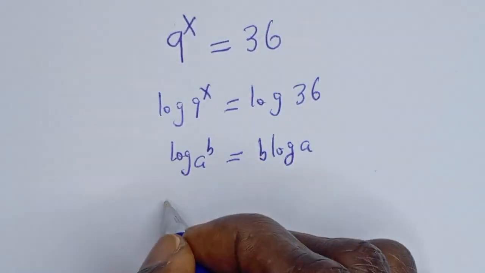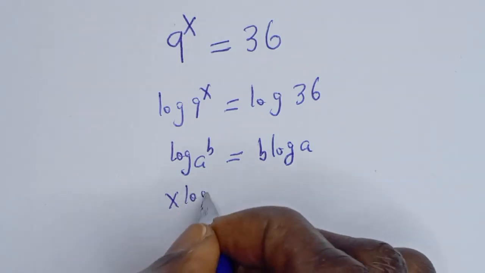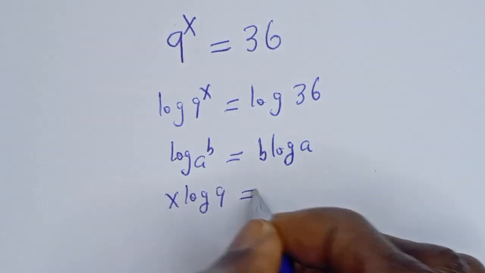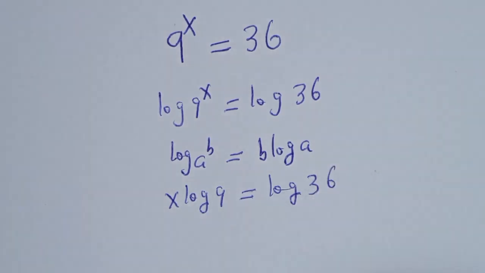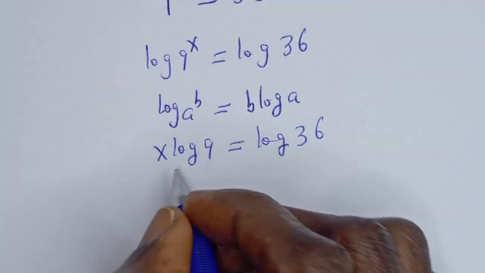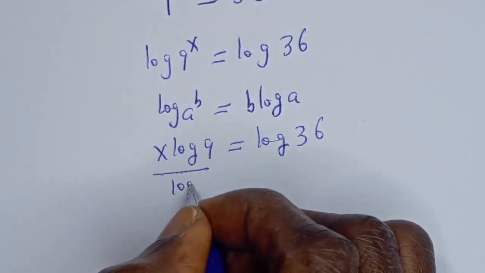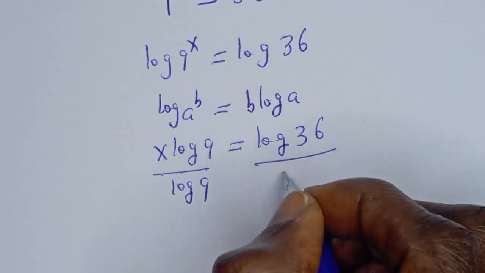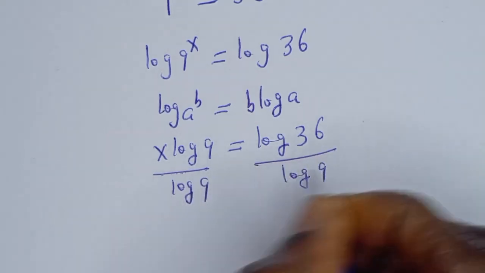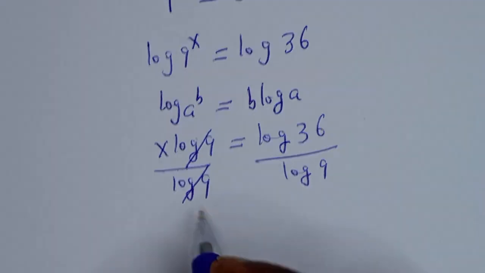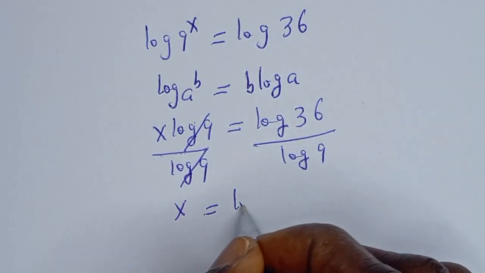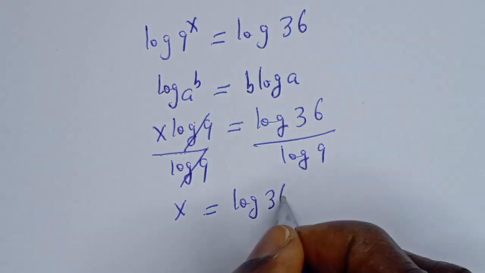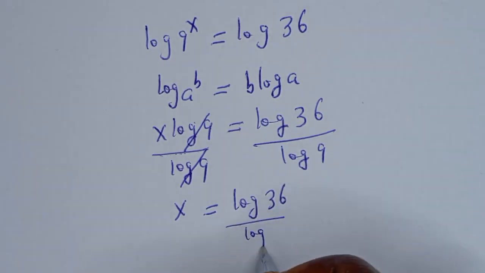Then this can be written as s log 9 is equal to log 36. Now let's divide both sides by log 9. This will cancel this. S is equal to log 36 over log 9.